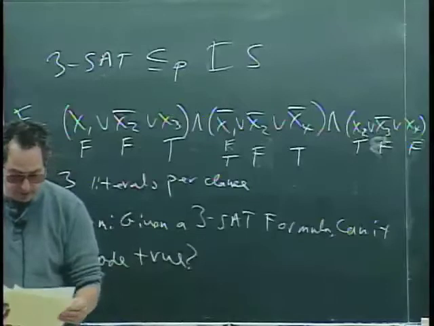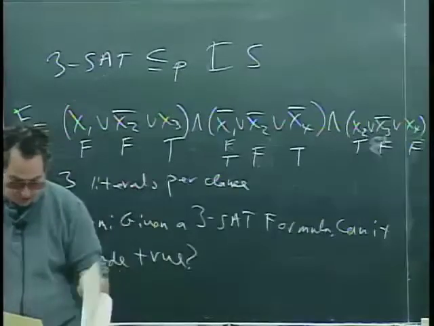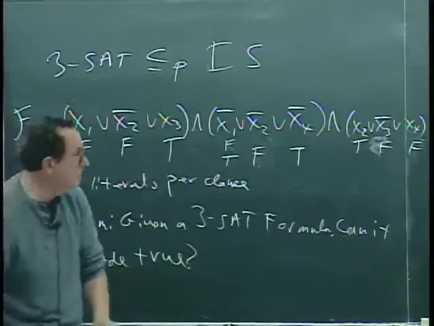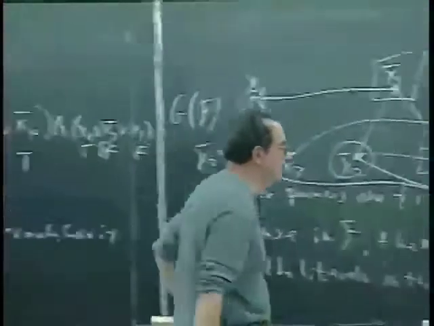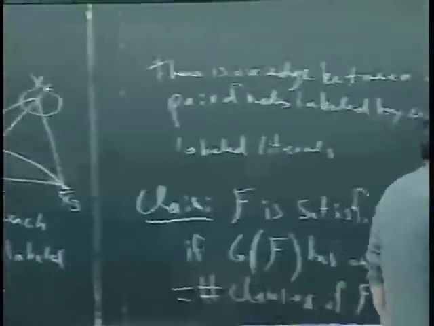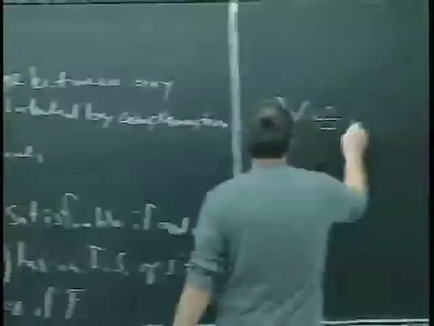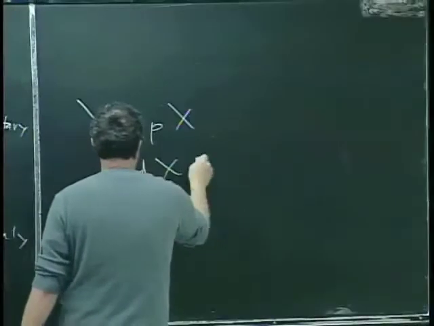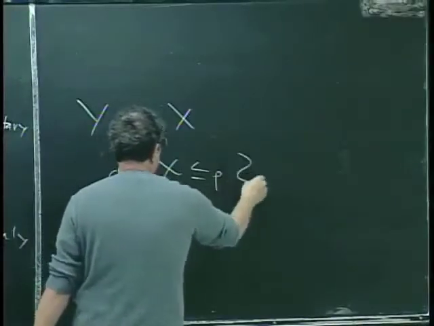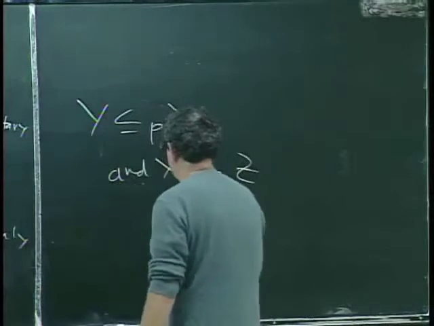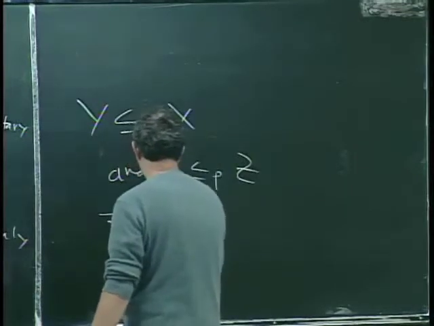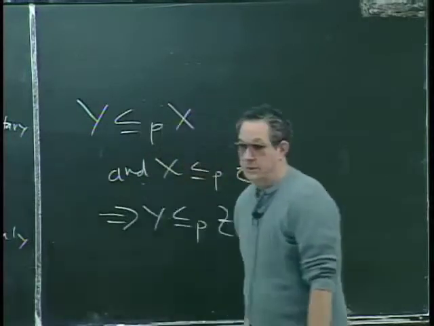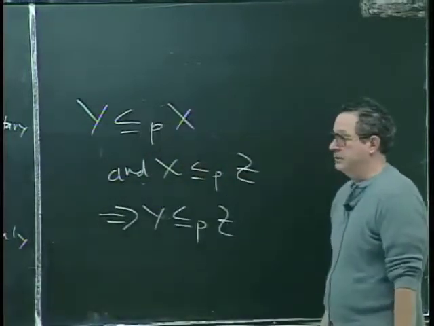So now I'm going to get into NP, although actually there are two things I wanted to say before I get into NP exactly. If y reduces in polynomial time to x, and x reduces in polynomial time to z, that implies that y reduces in polynomial time to z. So polynomial time reductions are transitive, okay?